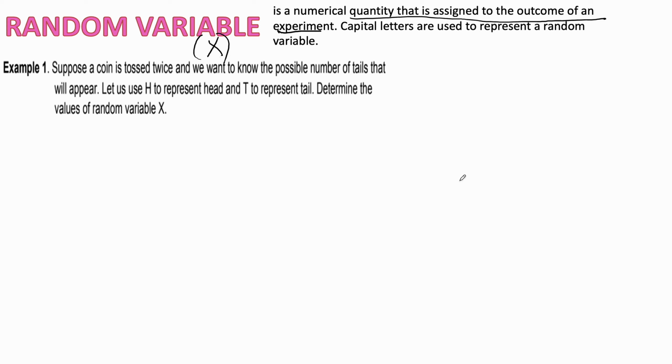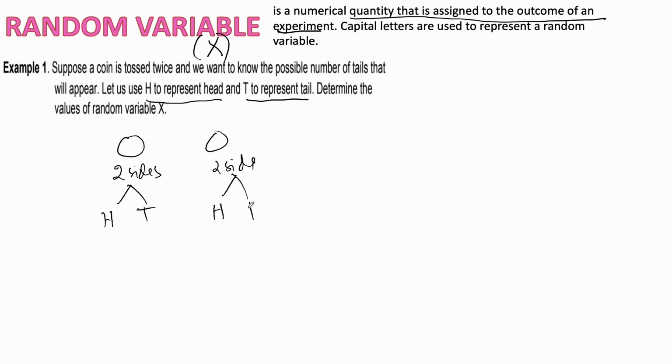So, example 1, suppose a coin is tossed twice, and we want to know the possible number of tails that will appear. Let us use H to represent head and T to represent tail. Determine the values of random variable x. Okay? So you have 2 coins with 2 sides each. And this is your head and this is your tail. Okay? So na-toss daw siya twice, no?